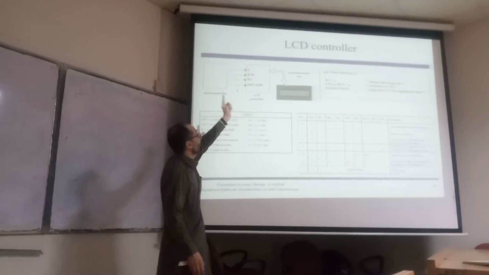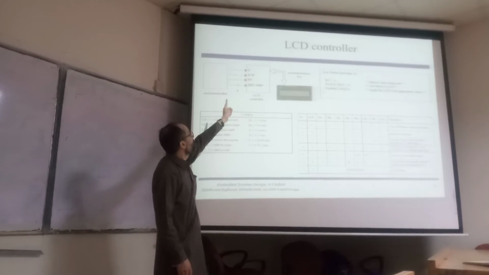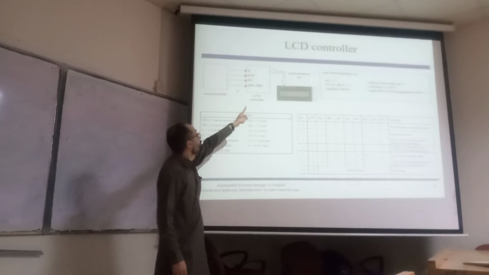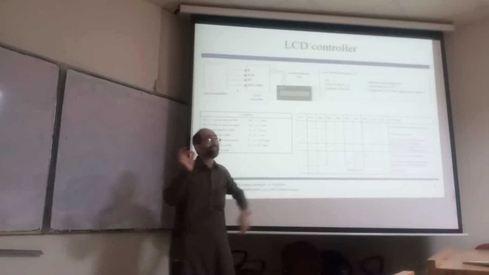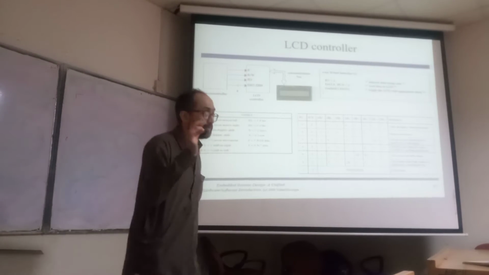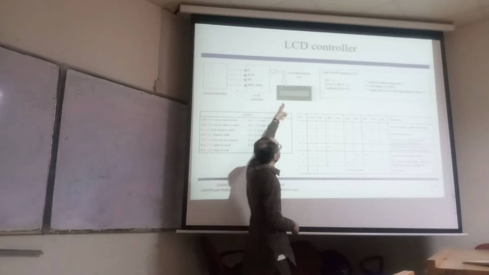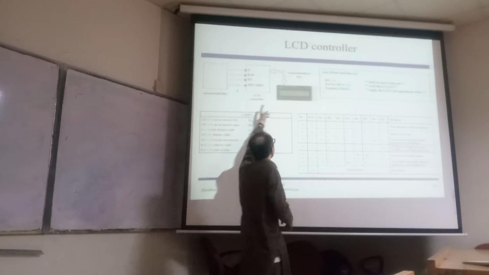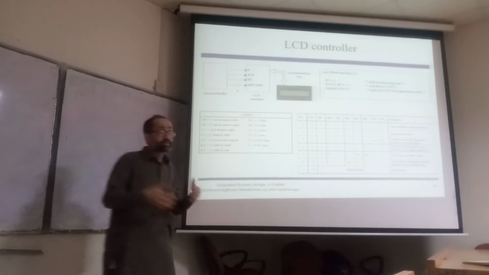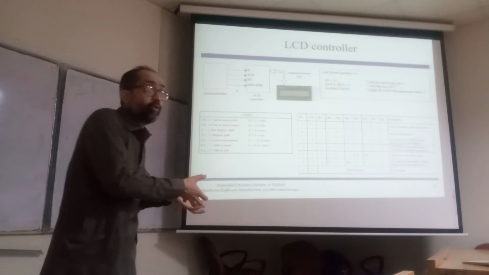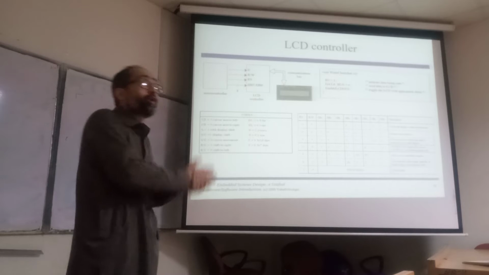What is the name of the signal? E, RW, RS, DB7 to DB0. So this DB7 to DB0 is an 8-bit signal. Okay. Now it's the device communication. So actually, the LCD controller is communicating with the CPU through interface signals.